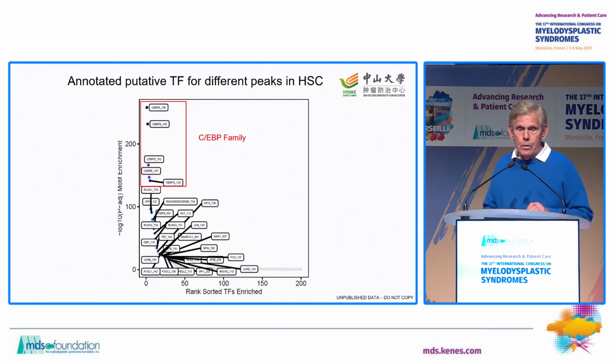And using single-cell ATAC, it was very clear that the CEBP family of transcription factors, the CCAAT enhancer binding proteins, that are well described as being important in hematopoietic cell development, were the predominant transcription factors involved in the expression of interleukin 1 alpha and beta and in NLRP3.